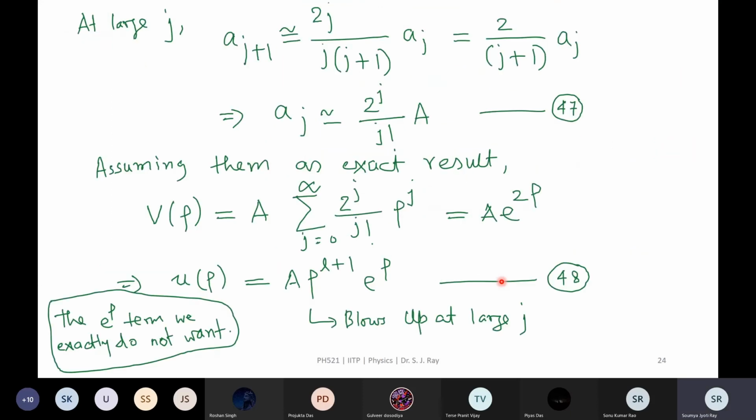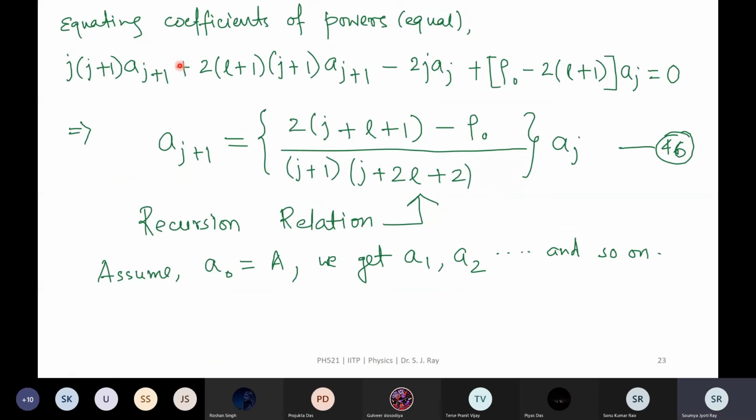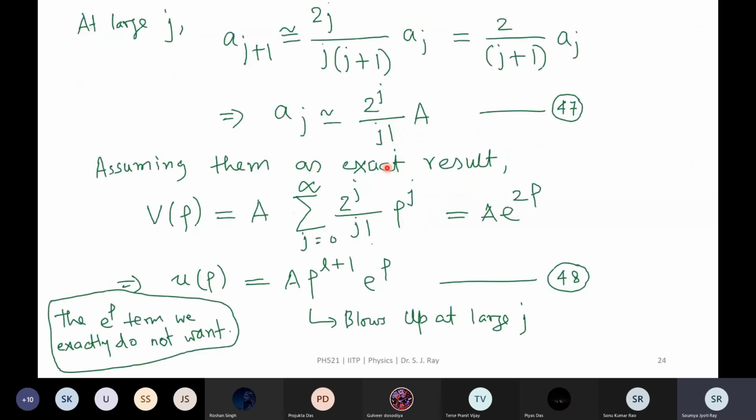Here I will again take an asymptotic limit. Let's say the value of j is large. So in this expression we put the value of j to be very large. In such a case, this expression will take this form: a j plus 1 will be 2j divided by j times (j plus 1) times a j, or 2 divided by (j plus 1) times a j.